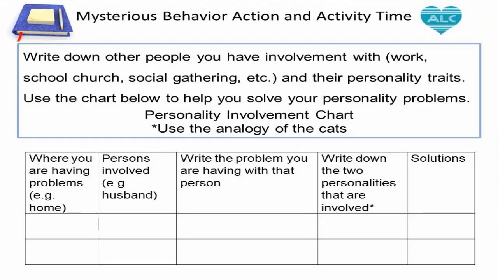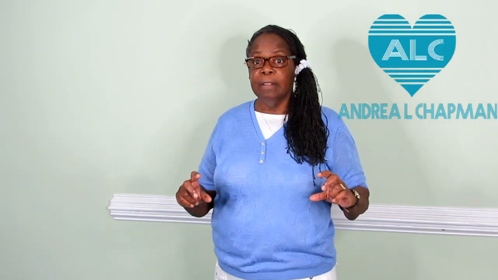You have the involvement chart in your workbook. What you will do next is write down other people's environments. It could be work, home, church, social gatherings, religious gatherings, their personality traits. The chart in the book will help you solve, or at least become aware of, some of your personality problems. So this chart is called the Personality Involvement Chart. Use the analogy of the cats.